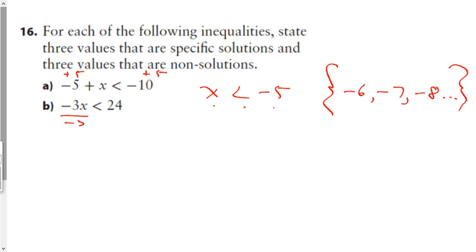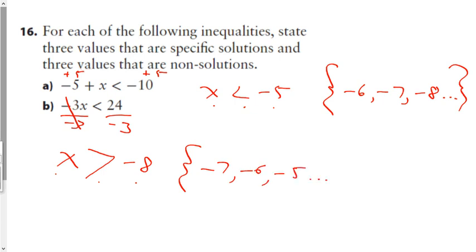Dividing by -3 on both sides, because I multiply or divide by a negative number, I must flip the sign. Any value greater than -8. Three values that are greater than -8 are -7, -6, and -5. Those are solutions. Solutions that are not valid would be if I forgot to go the reverse way.